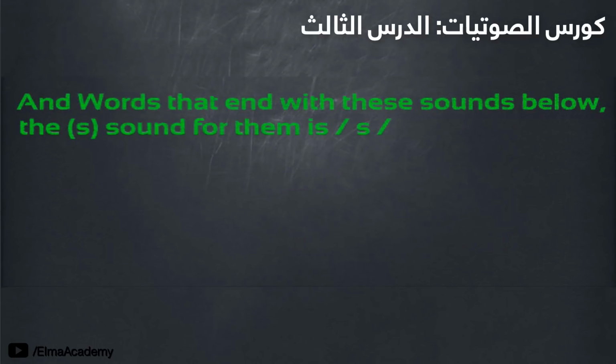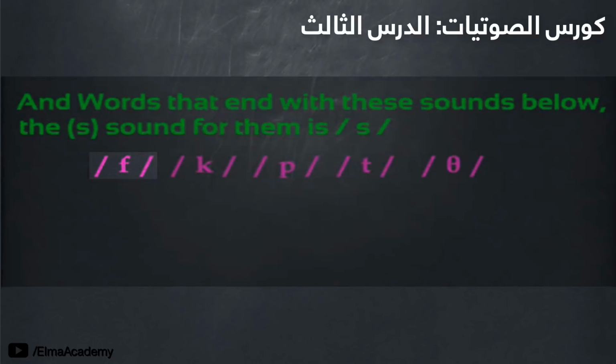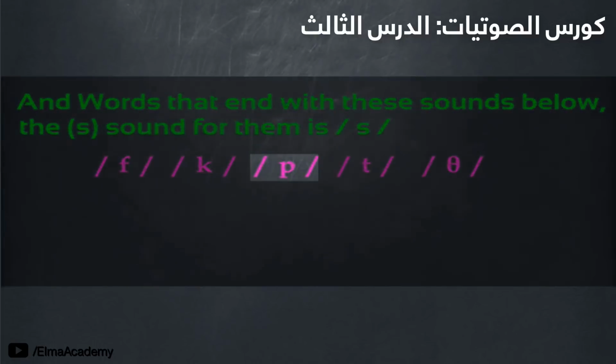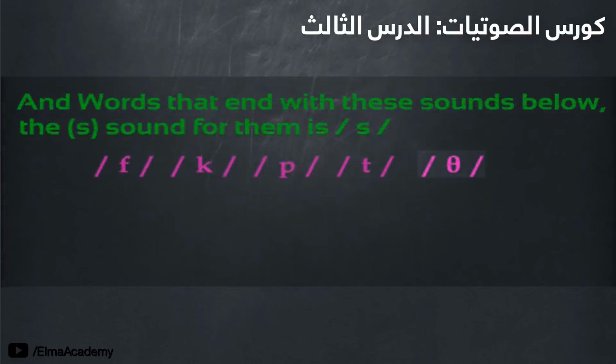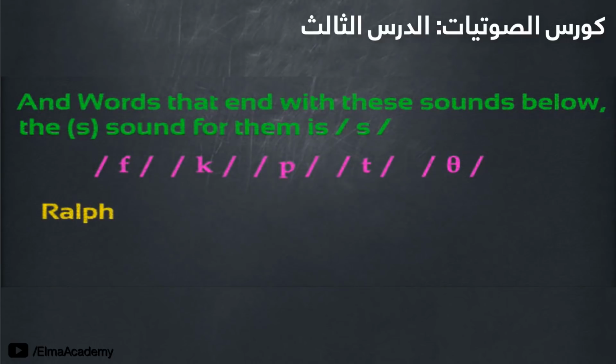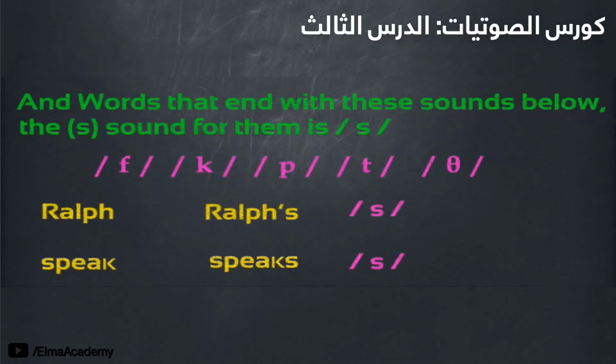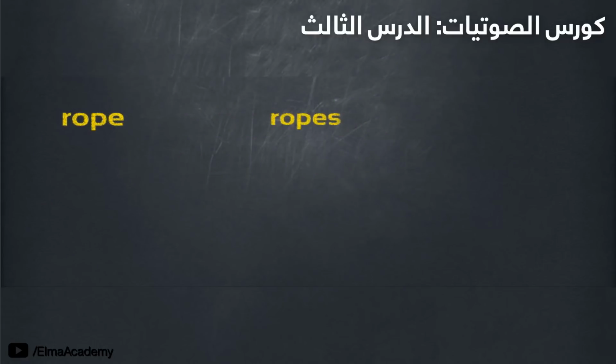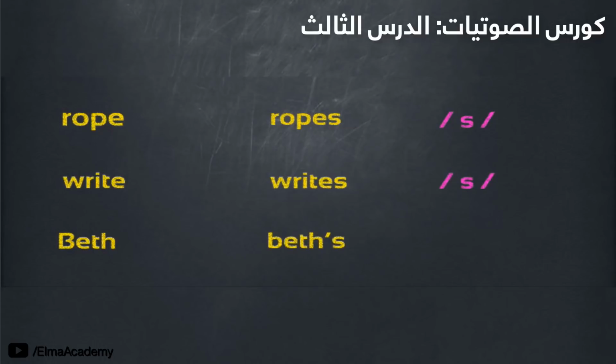And words that end with these sounds below, the S sound for them is S: f, k, p, t, th. Ralph, Ralphs, speak, speaks, rope, ropes, write, writes, bath, baths.